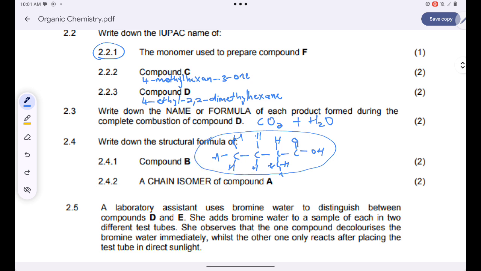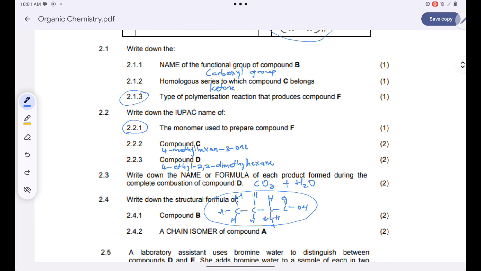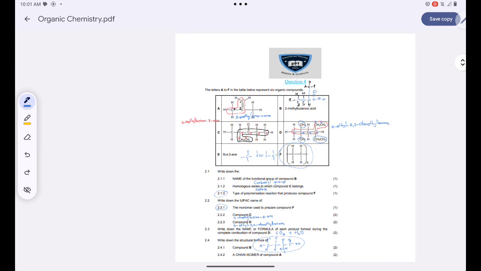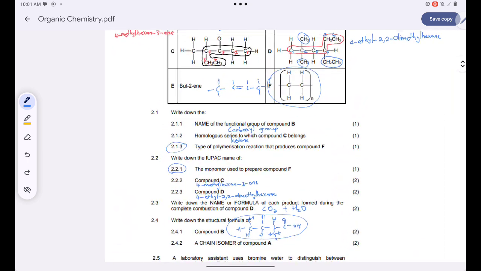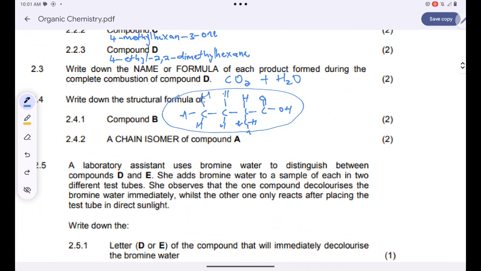Né? Then a chain isomer of compound A. What is compound A? Compound A is methylpropene. Chain isomer would be butane, 1, 2, 3, 4. You can say but-2-ene. They have the same molecular formula but different structural formula. So they are just isomers of one another.